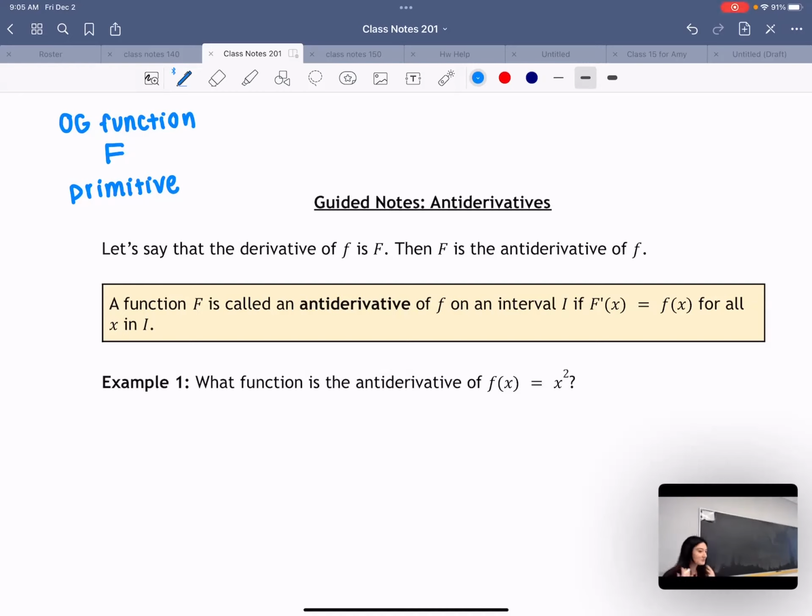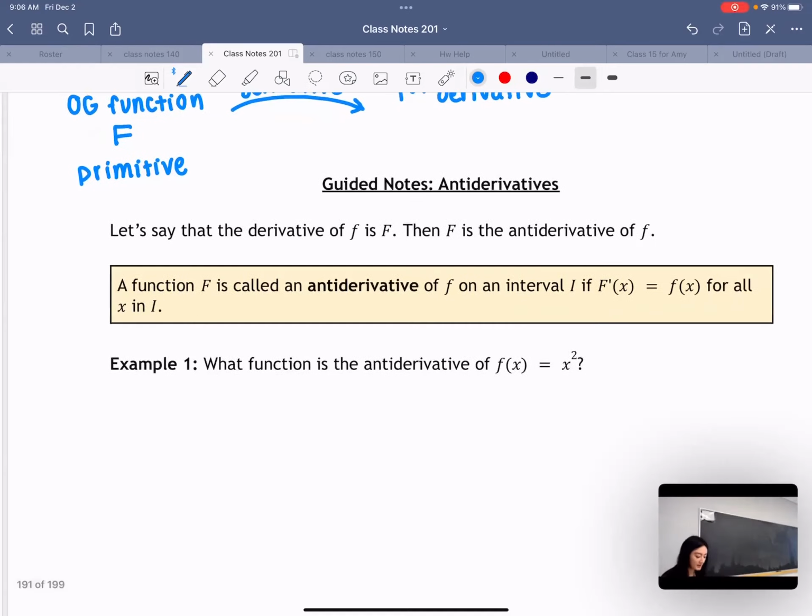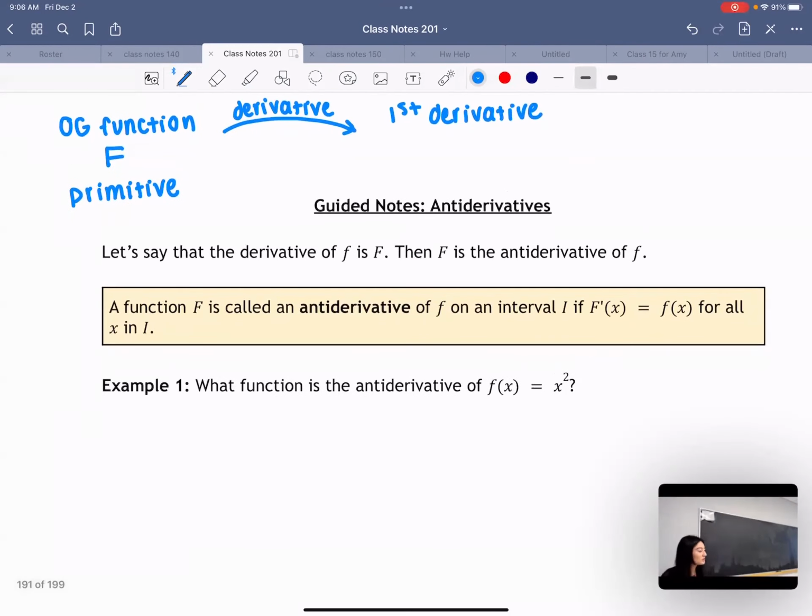Then what we did with this original function is we took the derivative, and we ended up at the derivative. So this is the first derivative of our function. We usually use the prime notation, but for this class right now, I'm going to call this little f. So little f is the derivative of big F.